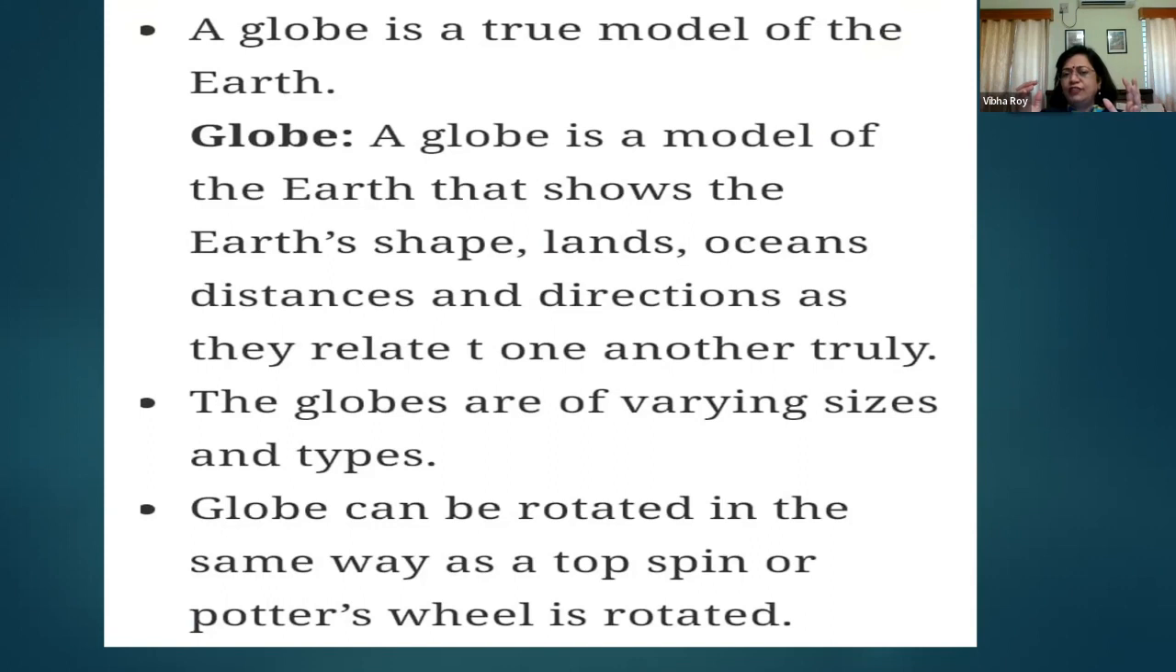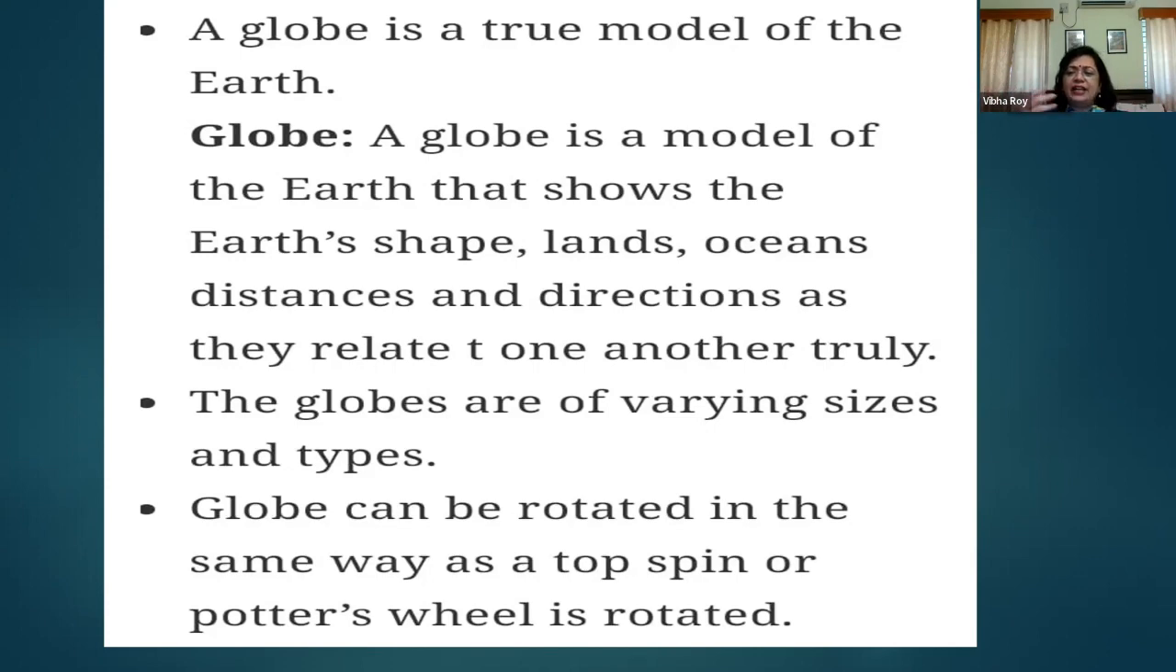So globe is a model of the earth and shows the earth's shape, land, oceans, distances, directions, as they relate to one another. Now the globes are of varying sizes and types. So it is very, very difficult to carry them also because it is a three-dimensional object. So that is one of the drawbacks of a globe, that it is not possible for us to carry wherever we want. But globes can be rotated in the same way as a top spin or potter's wheel. We can carry a top spin to class or we can carry an apple and put a point through it to show what the axis is and tell the children to imagine that it is a globe. So various ways we can teach globe. So it is up to us how we can teach.